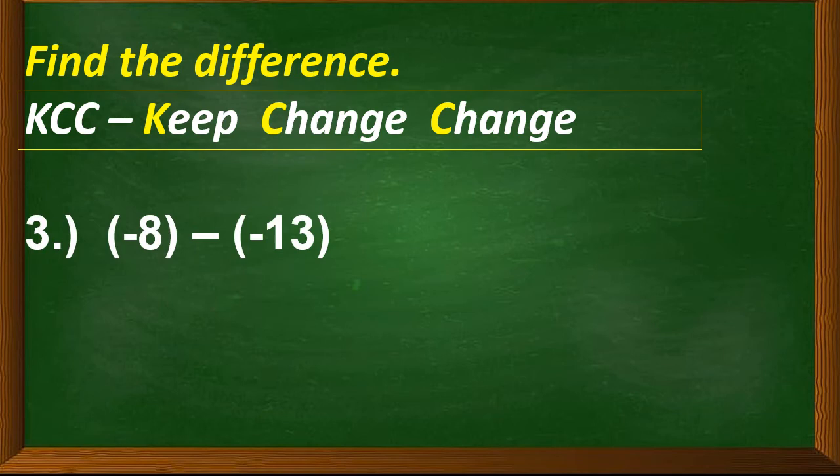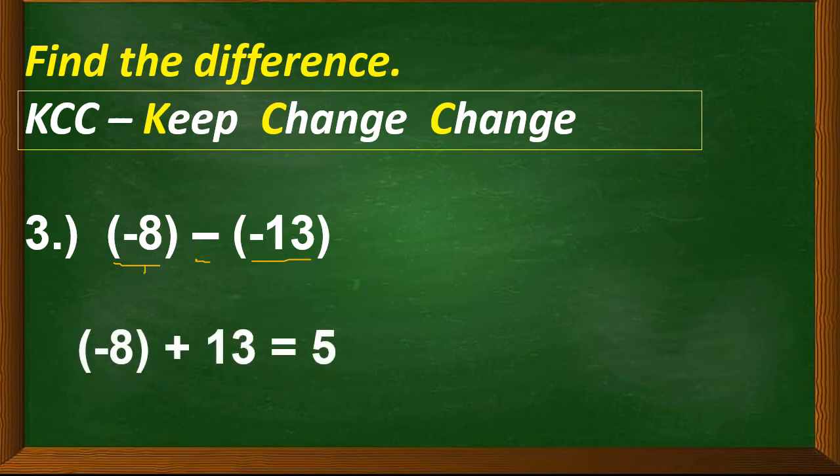Another example, negative 8 minus negative 13. The rule, copy the first integer or the minuend. Next, change the operation to addition. Negative 13 became positive 13. Now apply the rule in addition of integers. Negative 8 plus 13, unlike signs, 13 minus 8 is 5. Copy the sign of 13, which is positive because 13 has a greater absolute value than negative 8. That is why our answer is positive 5.